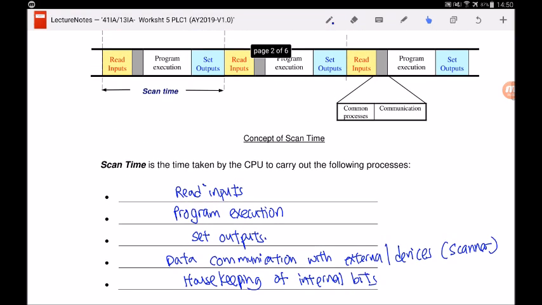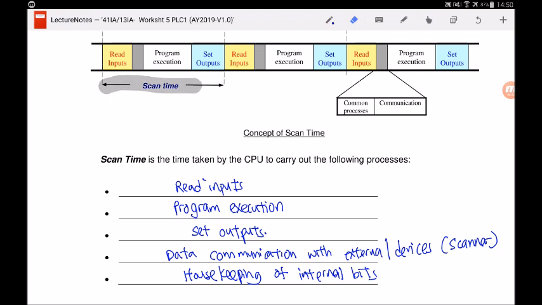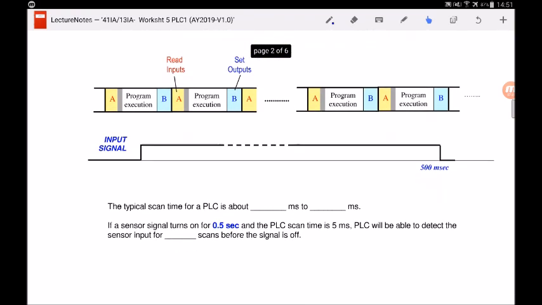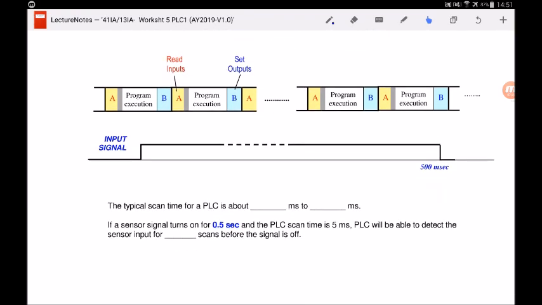To summarize, in a typical scan time of the PLC, it will read the input, execute the program, set the output, do some common processes such as housekeeping of the internal bits or internal relays, and data communication with external devices if we connect them, for instance, a barcode scanner or even a vision camera. Now we will go on to the next section.